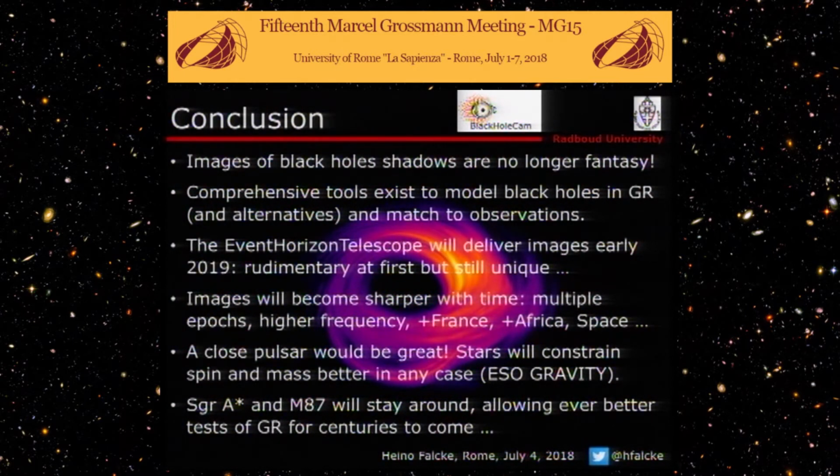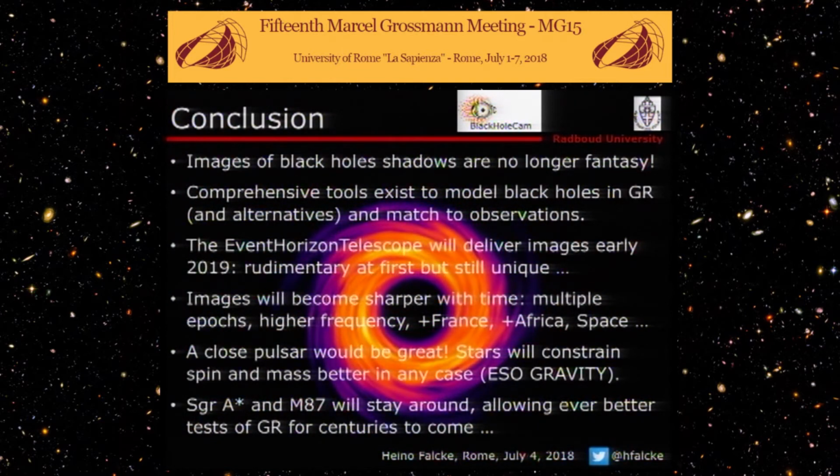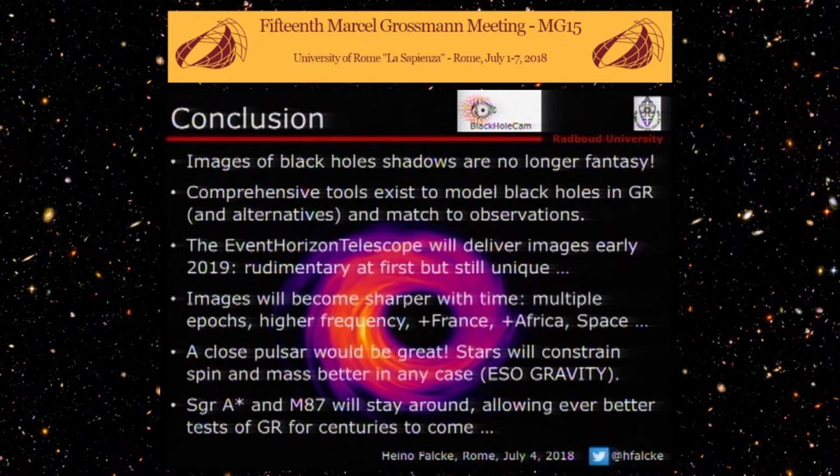And of course, the great thing is Sagittarius A* and M87 will stay around for centuries to come. There will not be a bang and they're gone. They'll stay there, and we can measure them and improve the experiment for next decades. Thank you.